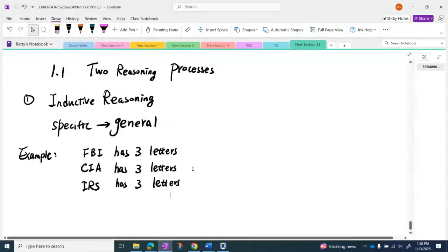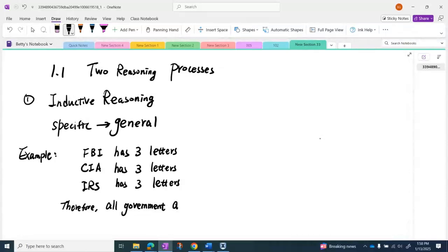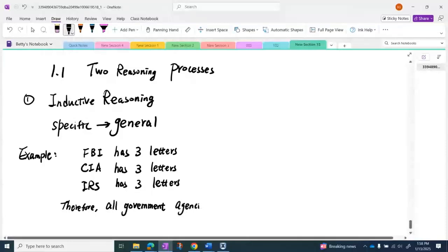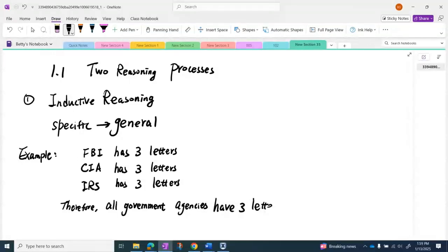Based on those 3 specific cases, I'm going to draw a conclusion. Therefore, I conclude all government agencies have 3 letters in their acronyms. We use acronyms a lot, right?